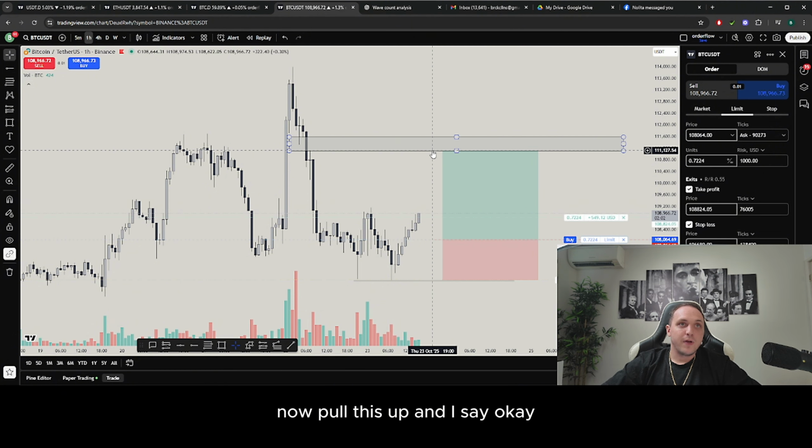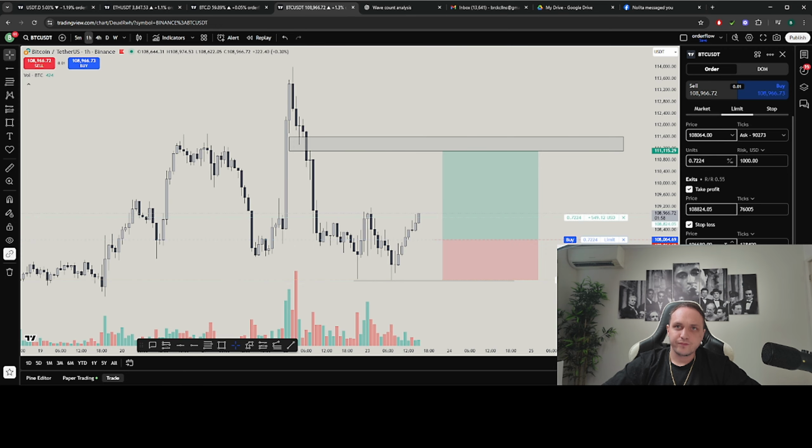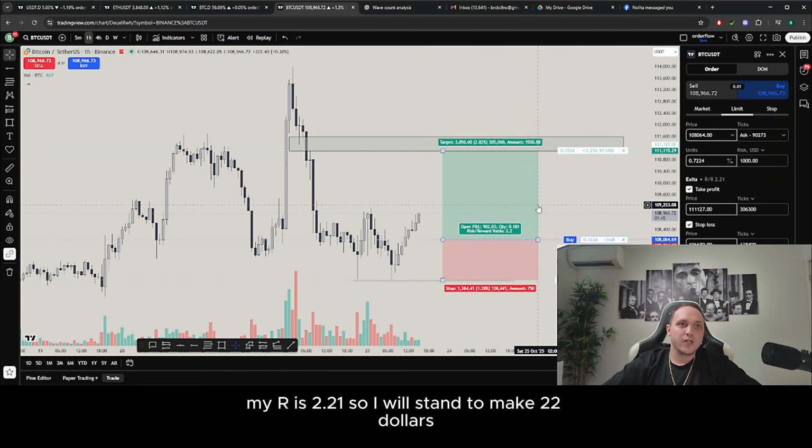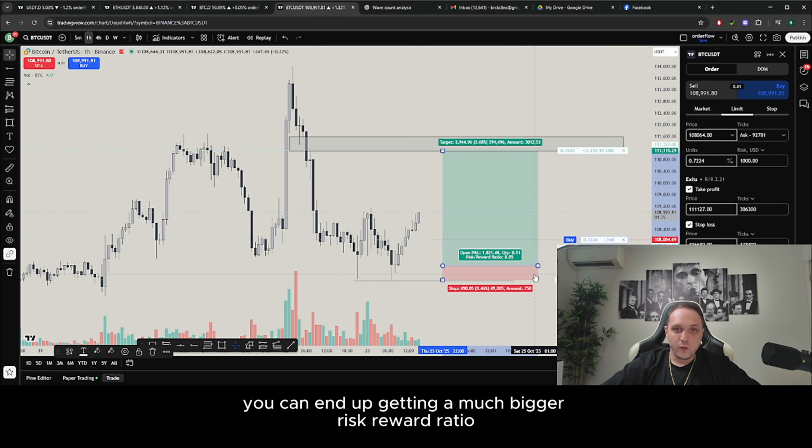And I'll pull this up and I say, okay, I want my take profit at 111127. So I move here, 111127. Now I can see that my risk is only $1,000. My R is 2.21. So I will stand to make $2,200 if this trade idea is correct. Now if you can get into these trades earlier, you can end up getting a much bigger risk to reward ratio.